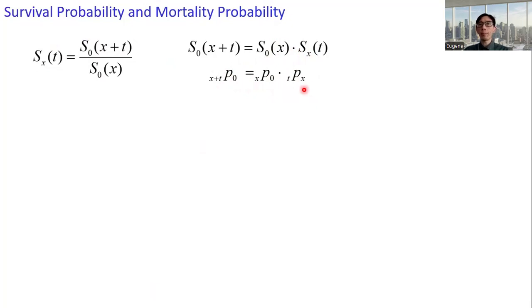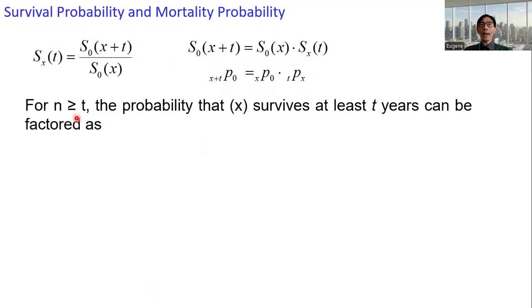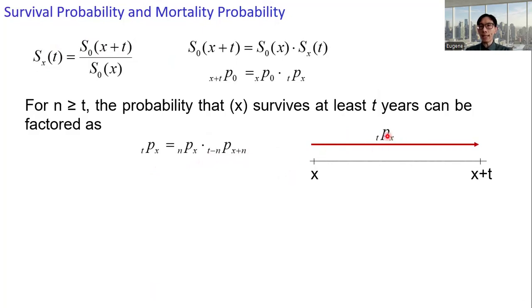So we have this relationship, x+t p0 equals x p0 times t p x. This is for the survival probability of a newborn, and we can extend this to any age x. For n less than or equal to t, the probability that a person age x survives at least t years, which is t p x, can be factored as n p x times t−n p x+n. That is the probability that a person at age x can survive t more years at least.